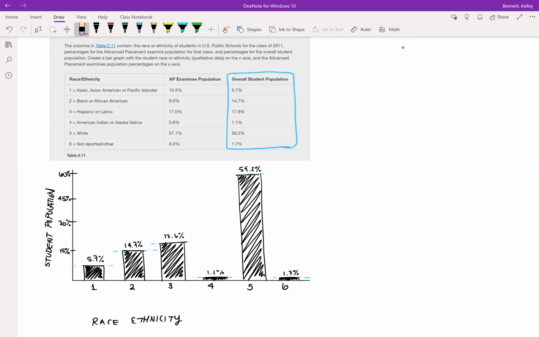If we're given a bar chart, you might be asked to read it or interpret it in some way. And the way that you do that is you just look at it. Let's say they asked you what percentage of the overall student population is Hispanic or Latino? I'm like, okay, Hispanic or Latino is 3. So I go down to 3 in the category part, and I look up and I'm like, okay, it was 17.6. And then my answer is 17.6. So it goes 2 ways.